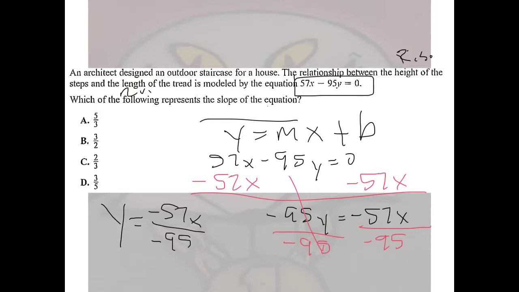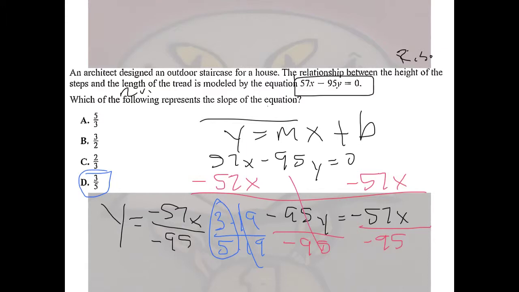Now, before we answer the question, we're going to have to do some simplifying. First of all, negative divided by negative gives us a positive, so our answer is going to be positive. And with 57, clearly we have a factor that is shared by 95. If you simplify this, 57 is 3 times 19. 95 is 5 times 19. And 19 over 19 simplifies to 1. Final answer, slope is 3 over 5. Answer choice D. Did you get that?